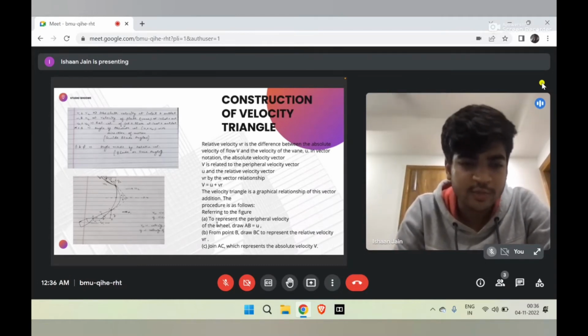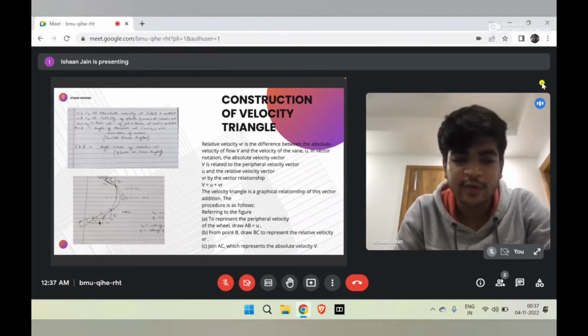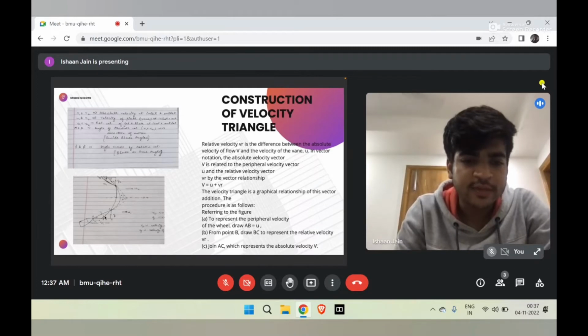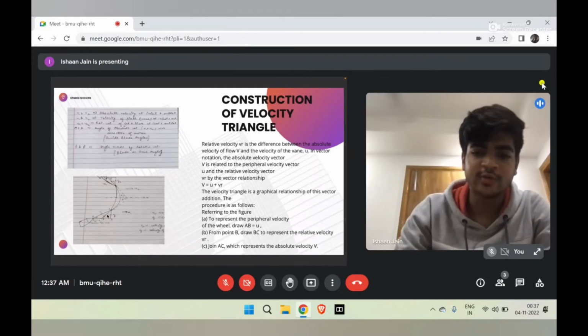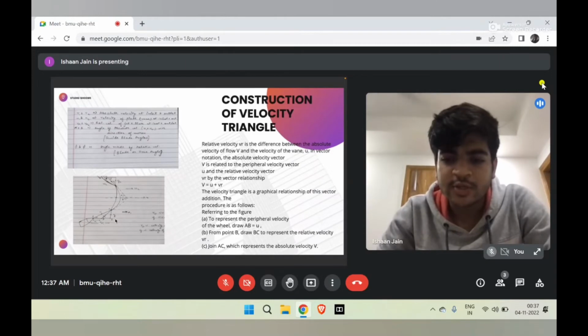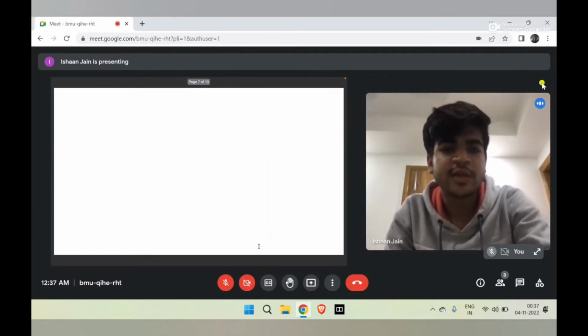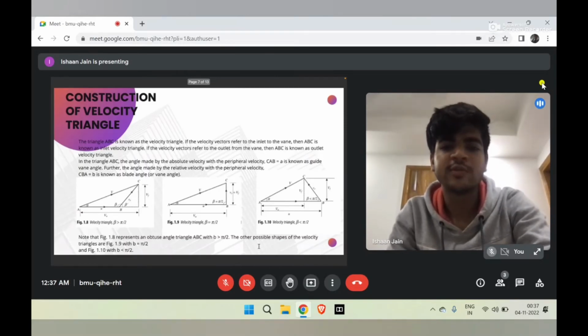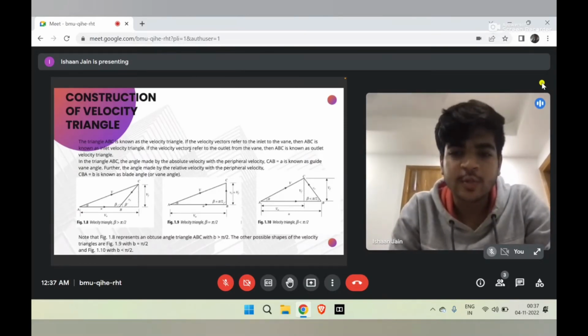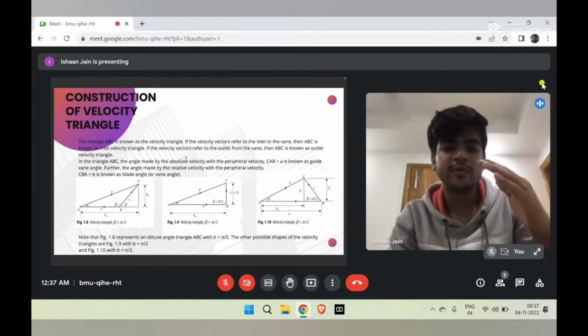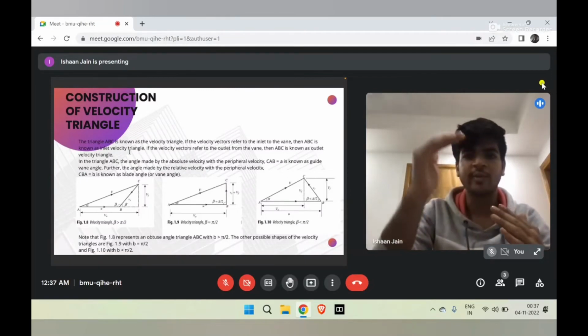हमारा जो वेलोसिटी ट्रायंगल है उसको हमने कैसे किया था, एक A से C को ज्वाइन किया था जो एब्सोल्यूट वेलोसिटी को डिनोट कर रहा है, A से हमने यहाँ पे B को ज्वाइन किया था जो कि हमारी पेरिफेरल वेलोसिटी है, और फाइनली B से हमने C को ज्वाइन किया था जो कि हमारी रिलेटिव वेलोसिटी हो जाएगी। सो ज्वाइन AC विच रिप्रेजेंट्स द एब्सोल्यूट वेलोसिटी V। ठीक है, उसके बाद फर्दर इसमें ABC ट्रायंगल इज नोन एज अ वेलोसिटी ट्रायंगल। इफ द वेलोसिटी वेक्टर refers to the inlet of the vane, then ABC is known as the inlet velocity triangle.